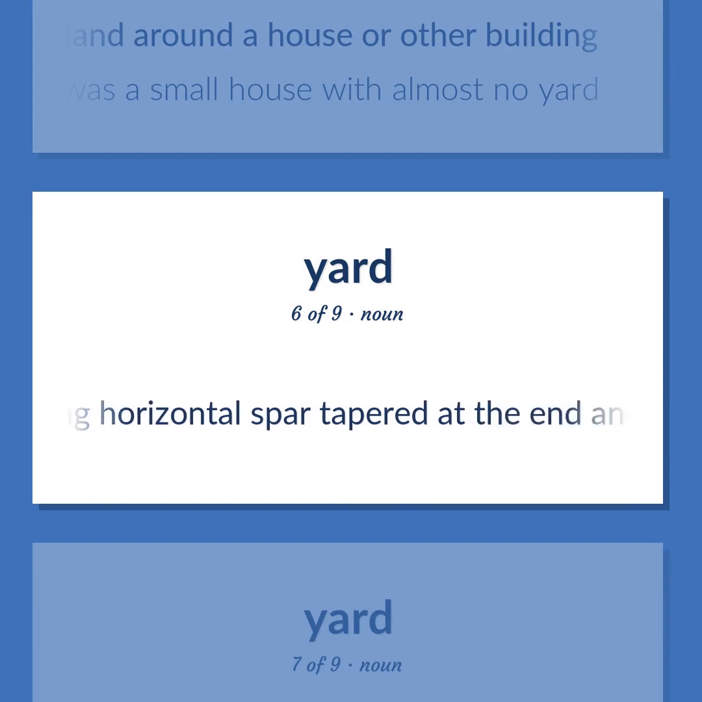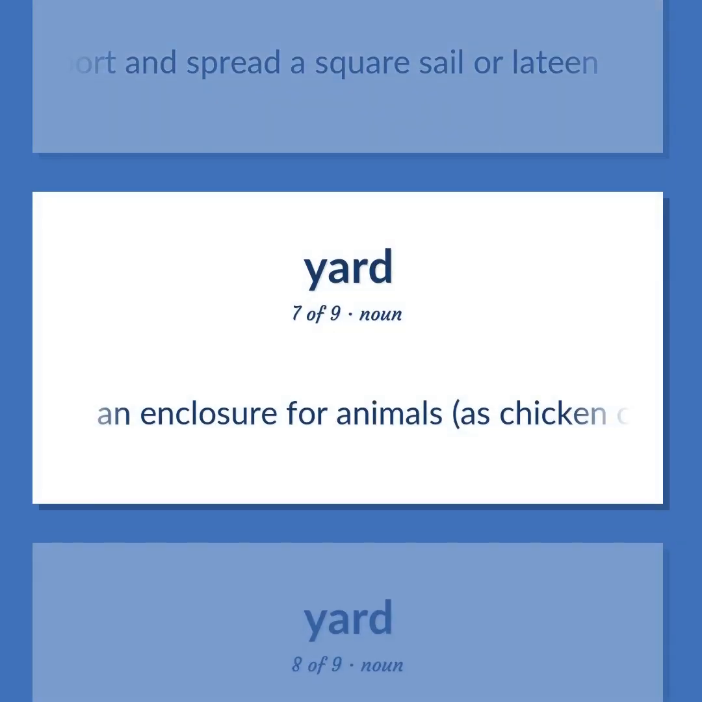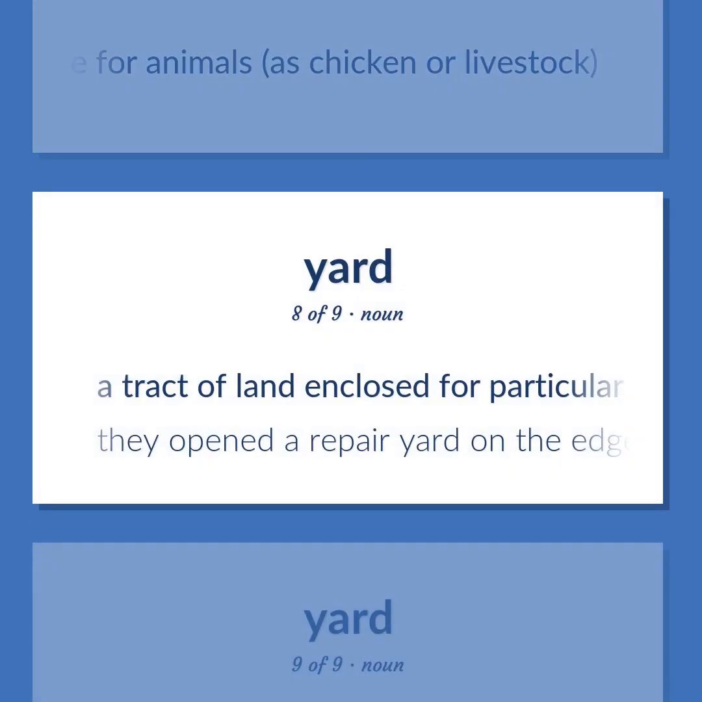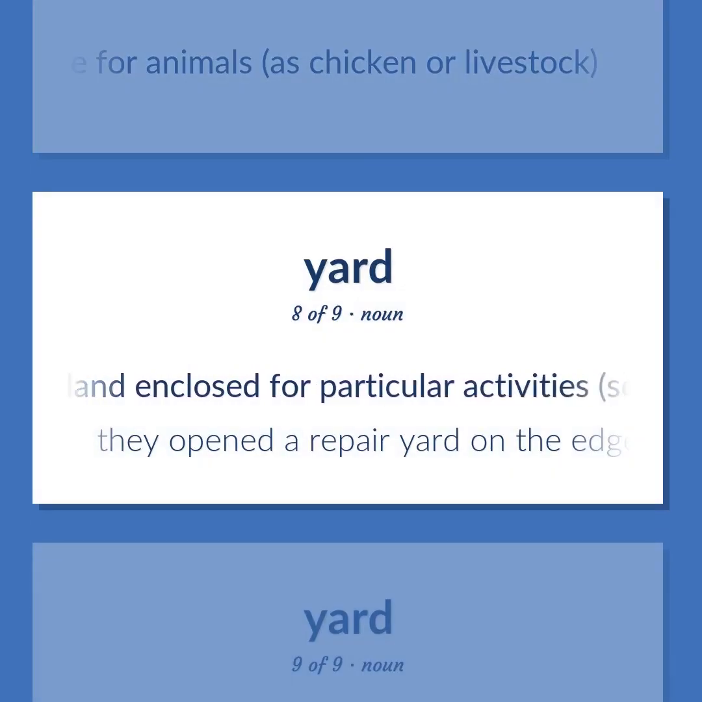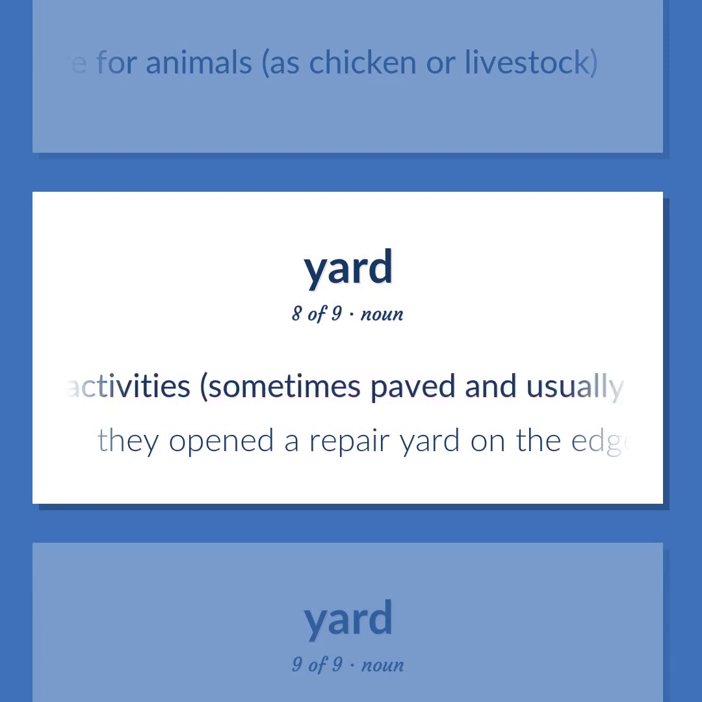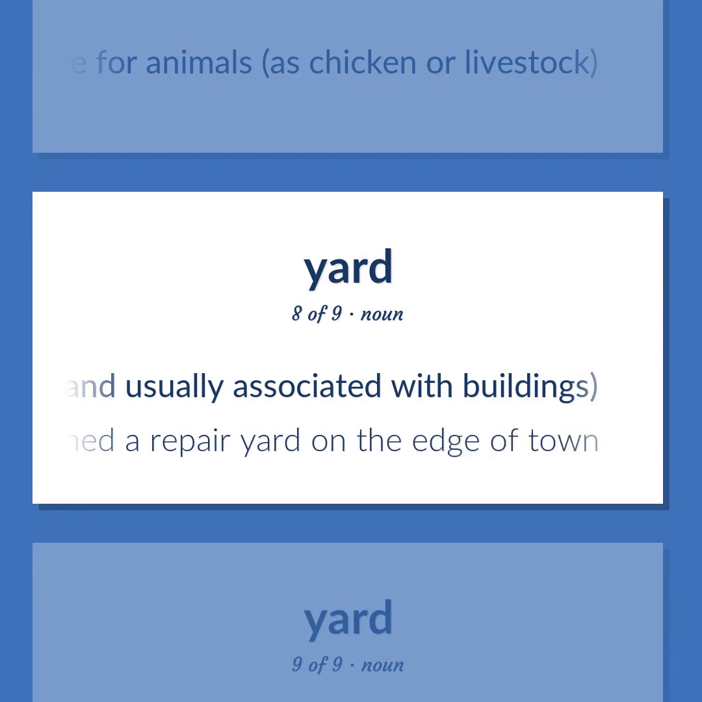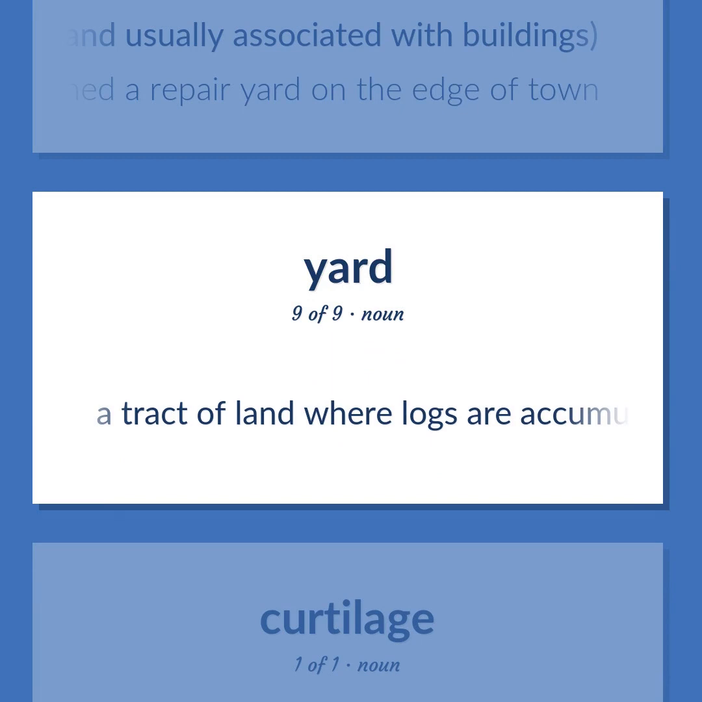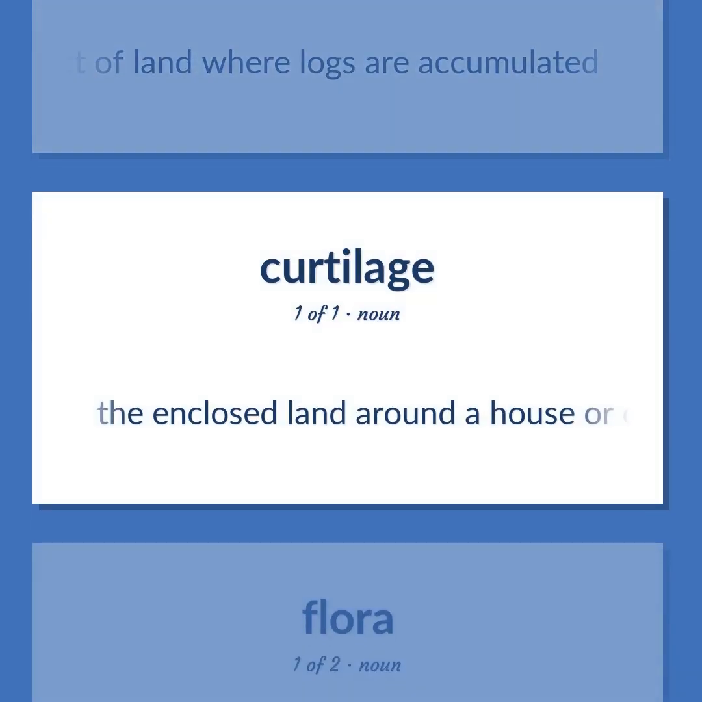A long horizontal spar tapered at the end and used to support and spread a square sail or lateen. An enclosure for animals, as chicken or livestock. A tract of land enclosed for particular activities, sometimes paved and usually associated with buildings. They opened a repair yard on the edge of town. A tract of land where logs are accumulated. The enclosed land around a house or other building.